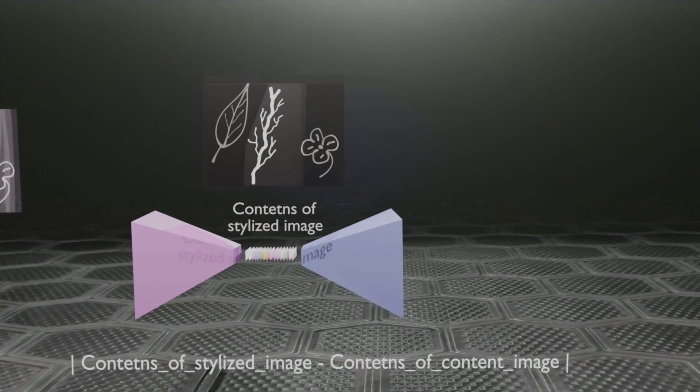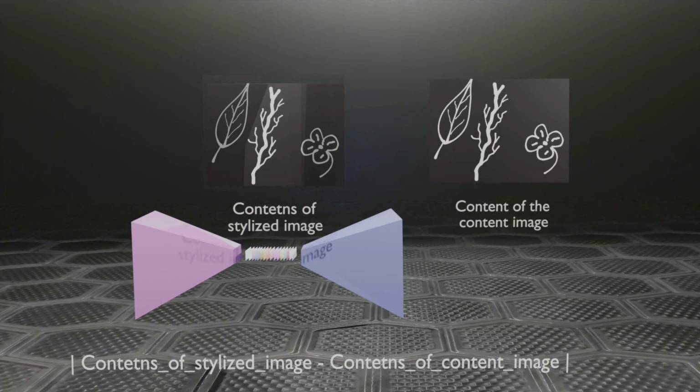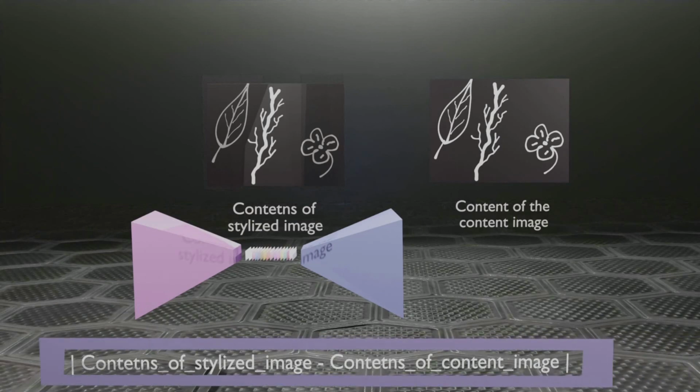Now, if you take the absolute difference between contents of the content image and contents of the stylized image, as shown in the loss function below here, you can clearly see that the loss will be minimum when both the contents of the content image and contents of the stylized image are identical. And they will be identical when the contents of the content image remove or reduce or faint its unwanted content, that is flower and leaf.